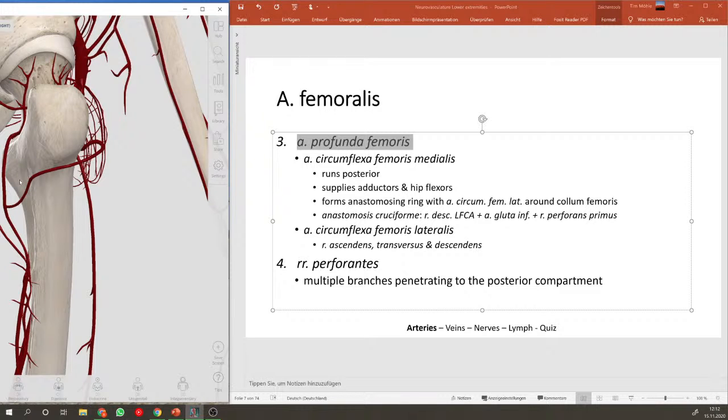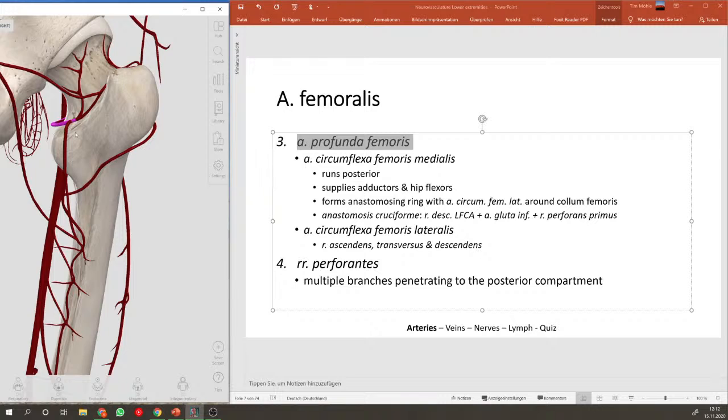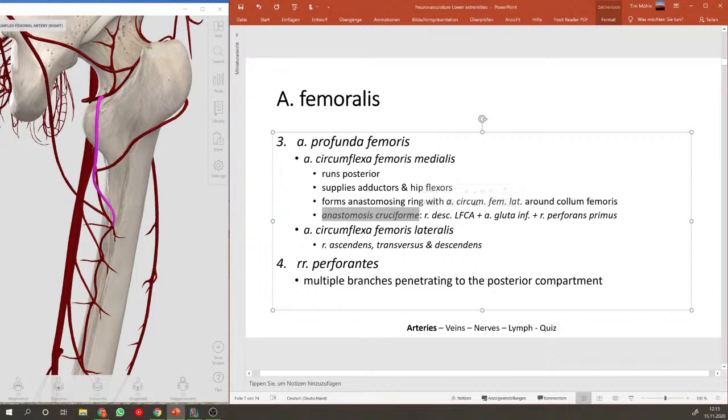Arteria circumflexa femoris medialis, so it's this one that runs to the back, has several branches. Most importantly, I would say, is the descending branch, ramus descendens, and the ramus descendens will form the anastomosis cruciforme. Anastomosis cruciforme means cross-like anastomosis, and is formed by three branches.